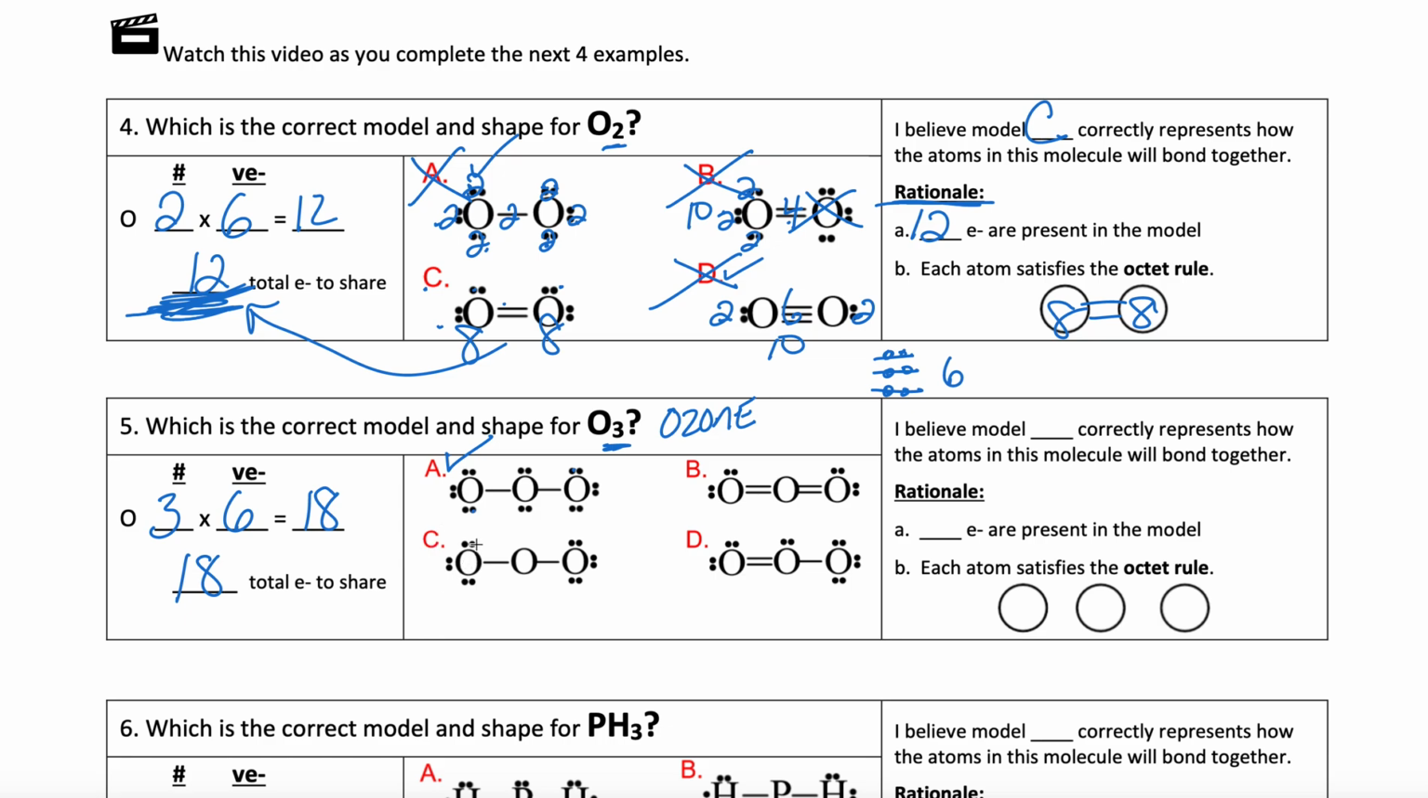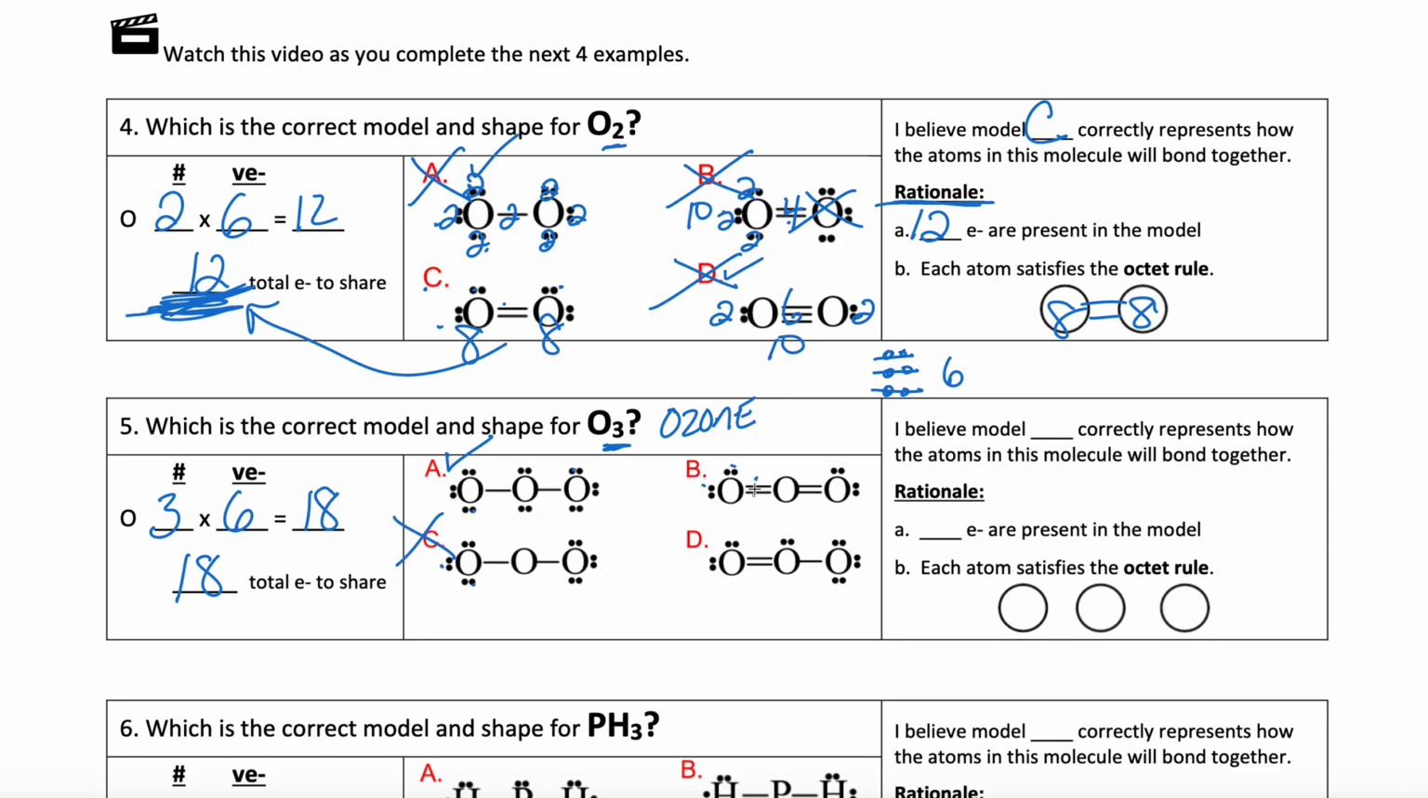Let's look at C. 2, 4, 6, 8. That oxygen looks good. The middle oxygen, though, has problems. The middle oxygen only has 4. 4 is wrong because it's not an octet. So right away, we know that C is incorrect. It's not C.